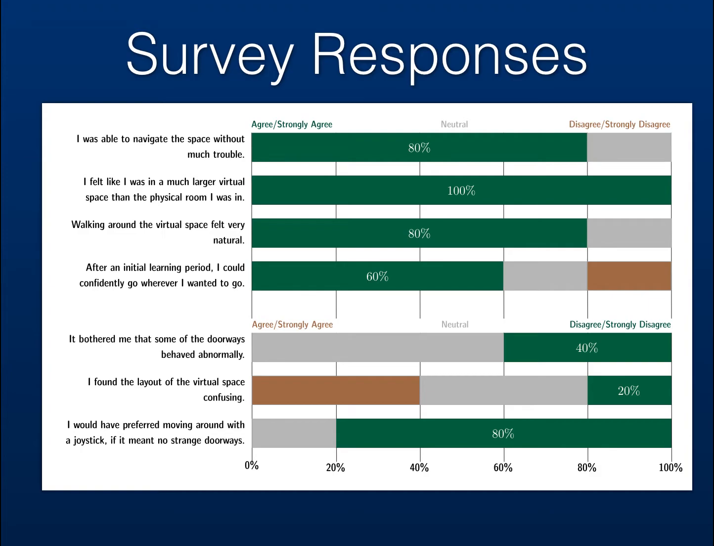On the negative statements, 4 out of 5 subjects disagreed with, "I would have preferred moving around with a joystick if it meant no strange doorways," with 1 subject neutral. On "It bothered me that some of the doorways behaved abnormally," 2 subjects disagreed, with the other 3 marking neutral. However, on "I found the layout of the virtual space confusing," 2 subjects agreed, 1 disagreed, and 2 were neutral.